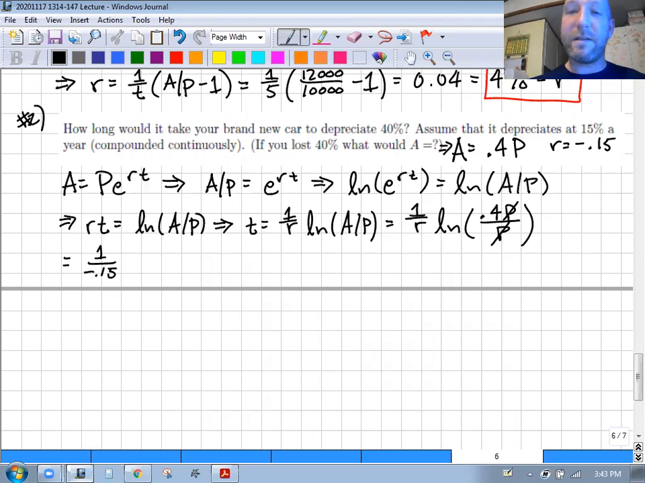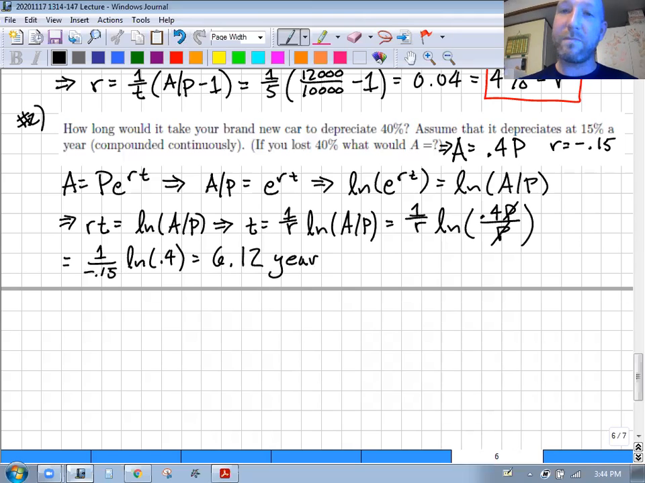So we have that, and the natural log of 0.4 when we plug those numbers in. If we take 0.4, take the natural log of it, this here is a negative number. So when we divide it by a negative number, we end up with a positive number. I divide that by 0.15, and I get 6.12. Again, this is time, so that's in years.